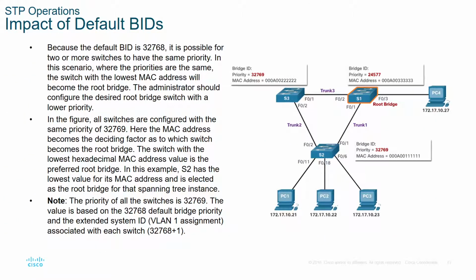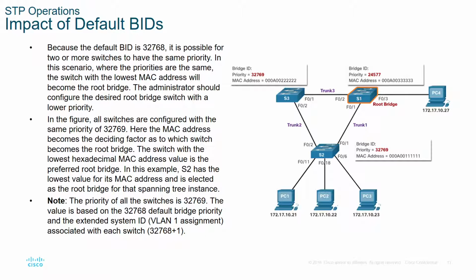So the impact of default bridge IDs: because the default bridge priority is 32,768, it is possible for 2 or more switches to have the same priority. In this scenario, where the priorities are the same, the switch with the lowest MAC address will become the root bridge. The administrator should configure the desired root bridge switch with a lower priority. So you can control which device you want to become the root bridge as an administrator by simply lowering the priority away from the 32,768 number.